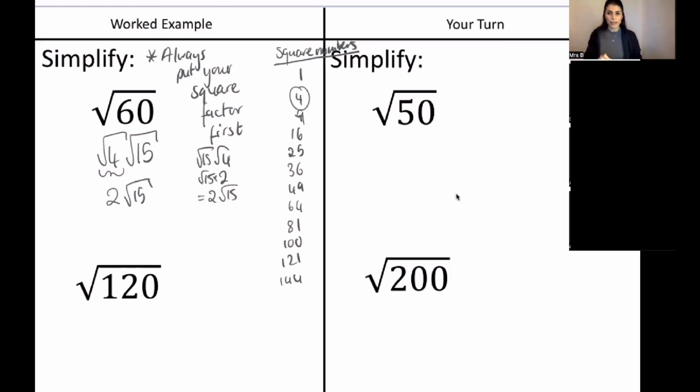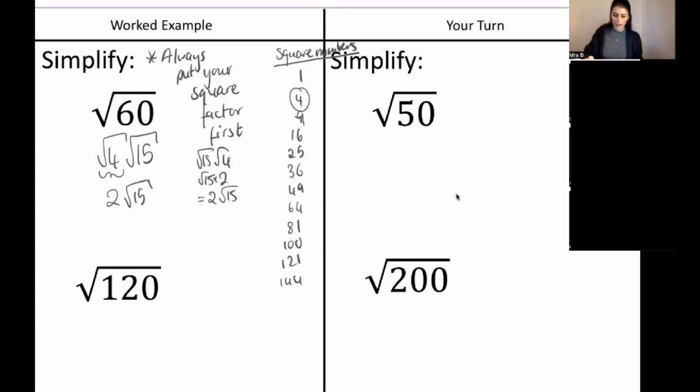I'll do one more underneath, so root 120. Again, I look at my square numbers list and I think the highest square number that goes in is actually 4 again. So root 120 is the same as root 4 times root 30. And I know that root 4 is just 2. And always double check your other number. So root 30, is there another square number that goes into it? If there isn't, then you know you've simplified it as far as it goes. Because I see a lot of students will simplify the surd, but they won't use the highest square number that goes into it. And therefore, the number that's left could be simplified further.